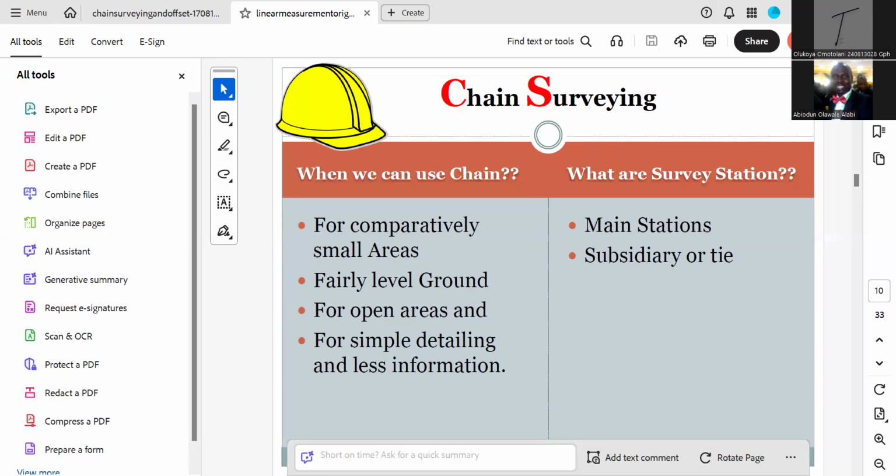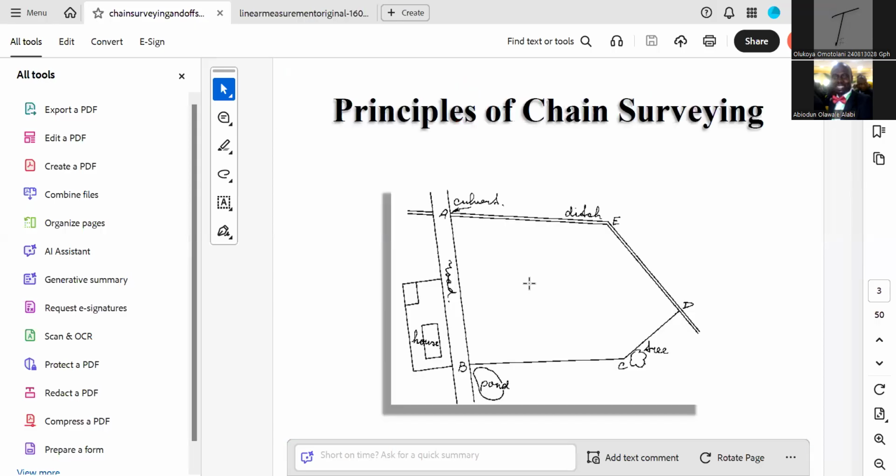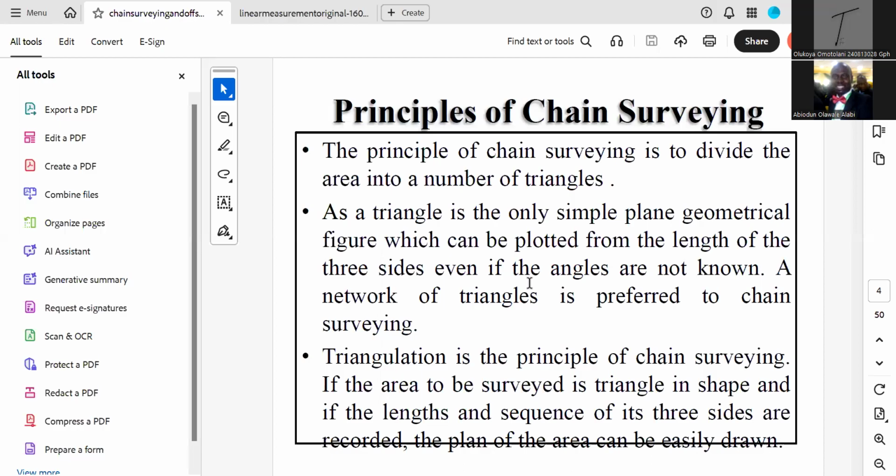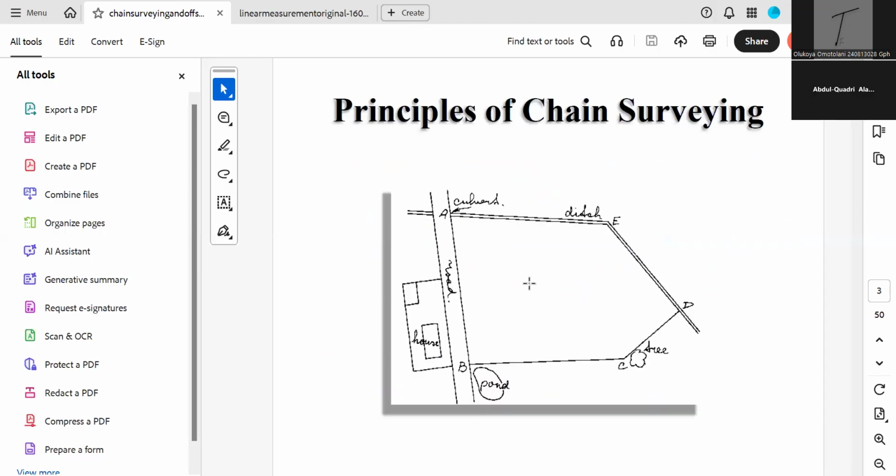So I think we have a few of the conditions that must be met here. Let me quickly confirm if we have more. Okay, I think this is more. Can you see my screen? Yes, sir. What do you see?